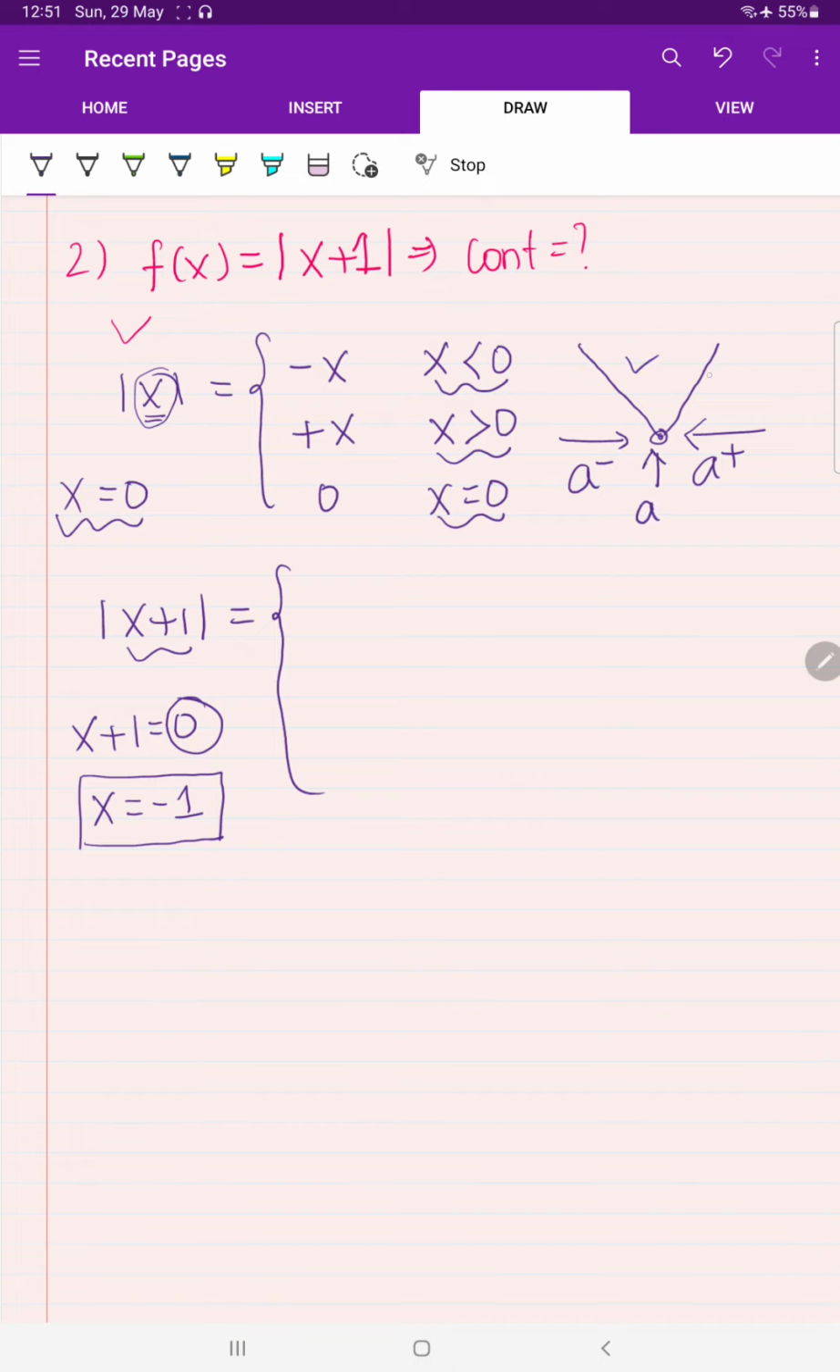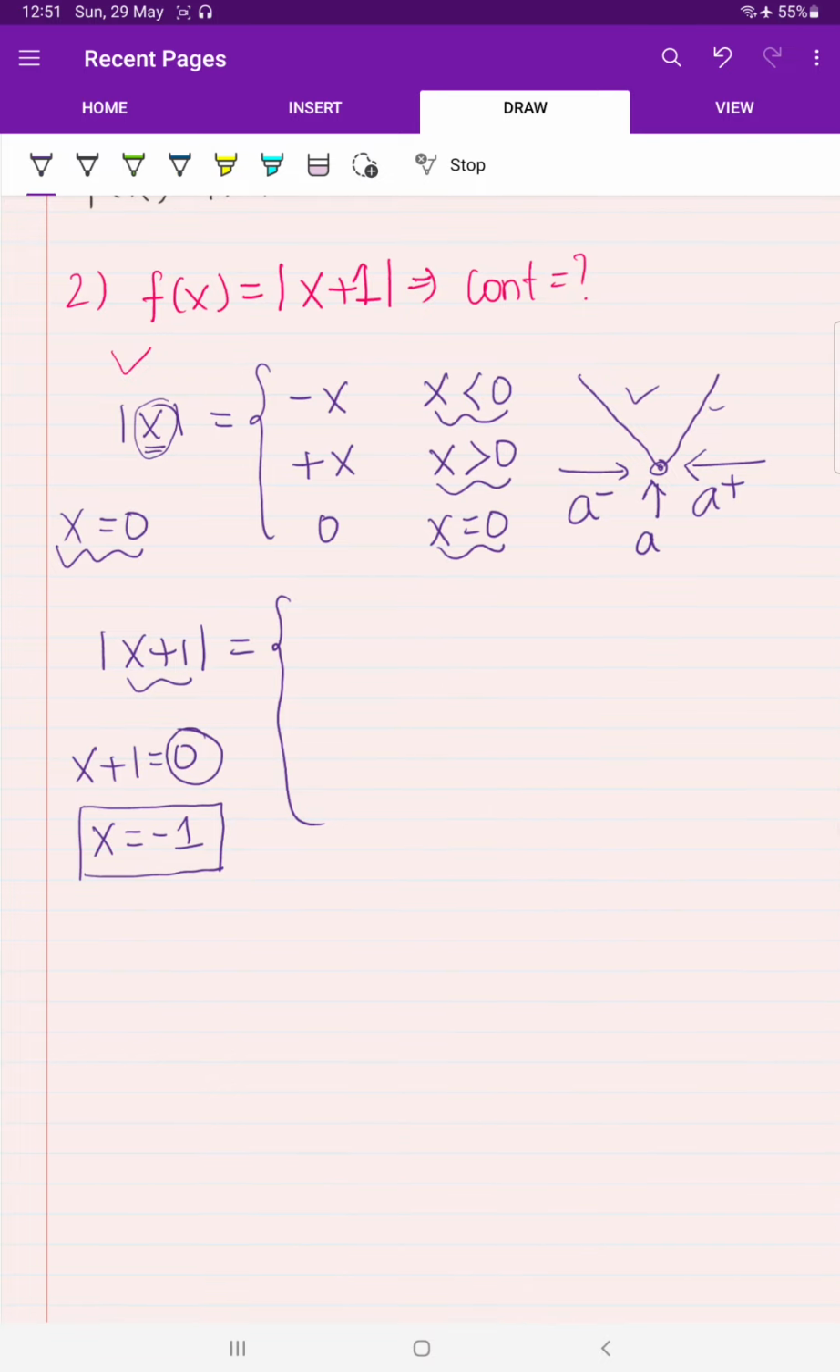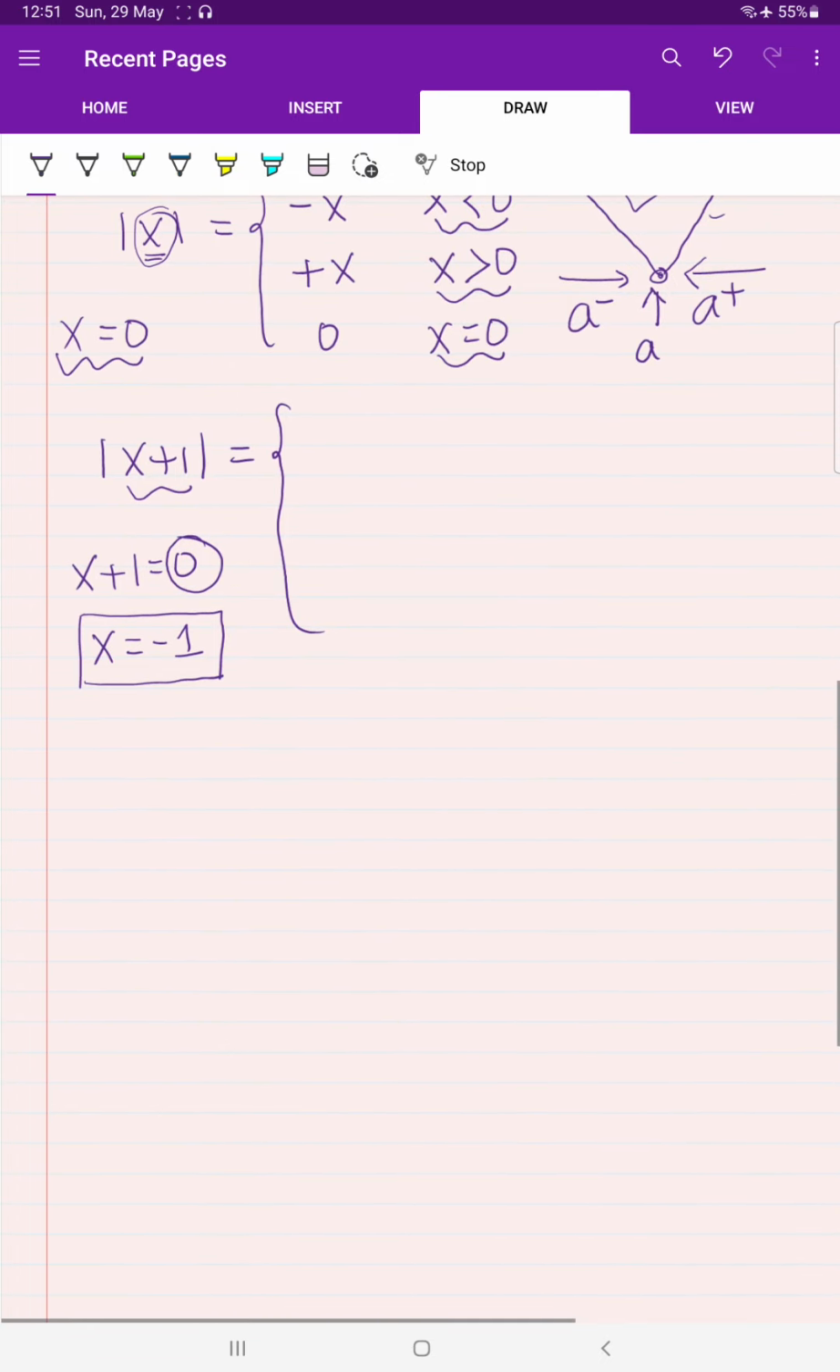Sir, how did you draw this graph at all? Don't worry, everything I will be bringing slowly. First you have to understand. So, okay sir, now you understood how to break this mod? Yes. So, let us take the mod function.